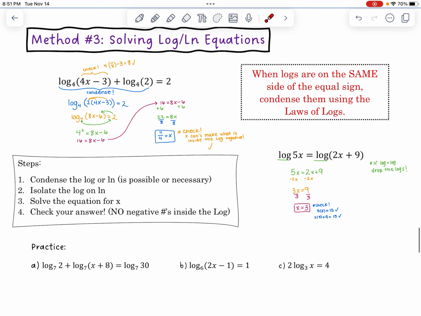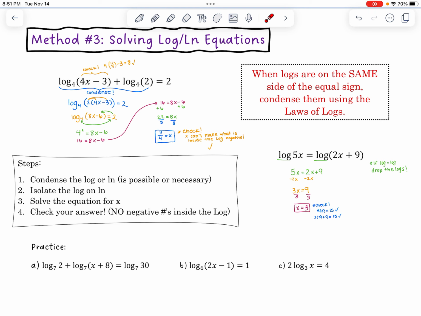Now there is a second case you might see, and that's like what we have over here. In this case, I have the log. Remember, if there's no base, it's base 10. So log base 10 of 5x equals log base 10 of 2x plus 9. Kind of like with exponentials, if I have two logs that are the same base equal to each other, then I know that whatever's inside of those logs must also be equal. So we can drop the logs and we can just set their insides equal to each other.